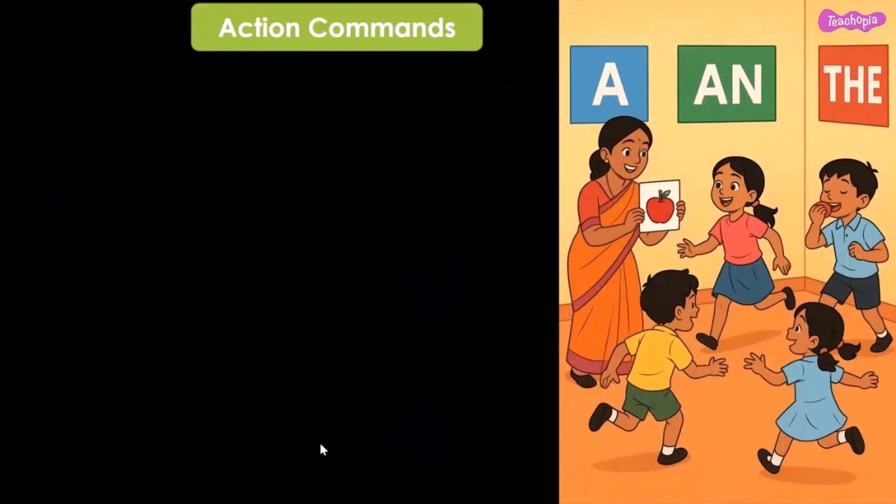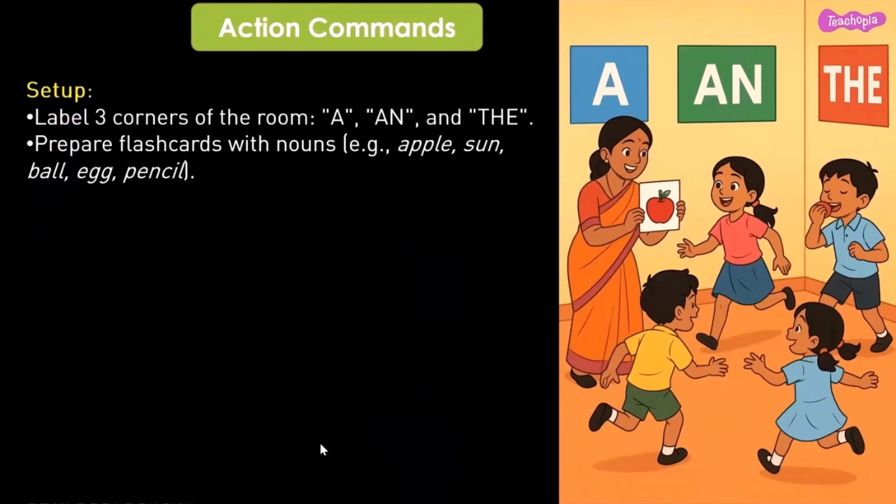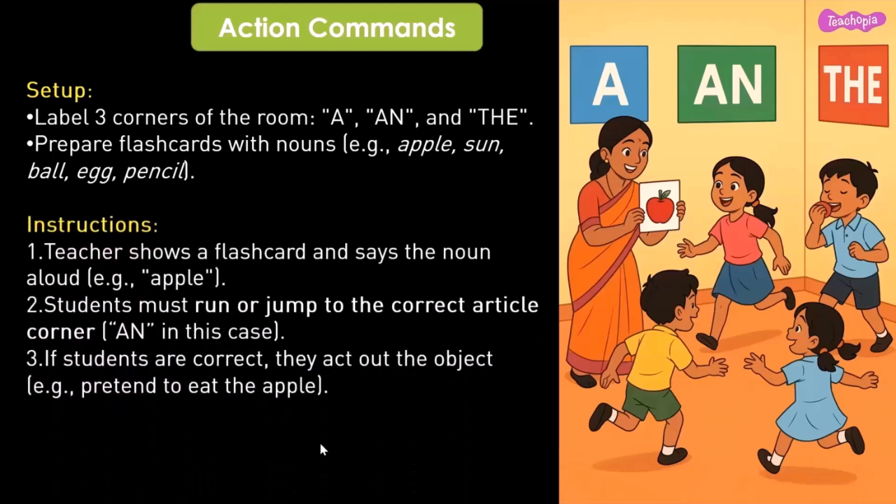The action commands for this particular activity for grade 5 are as follows. The teacher sets up a classroom by labeling 3 corners of the room A and the. She then prepares flashcards with nouns, example, apple, sun, ball, egg, pencil. Next, the teacher shows a flashcard and says the noun aloud. For example, the teacher calls out the noun apple.